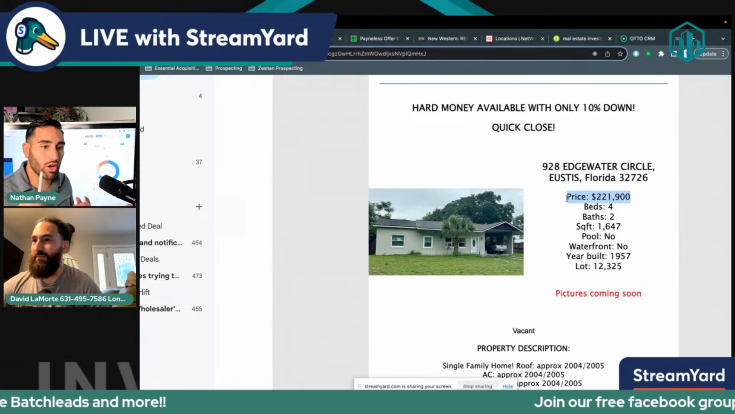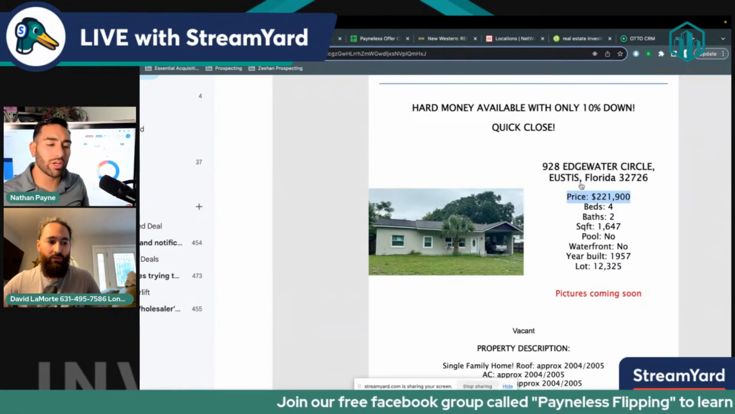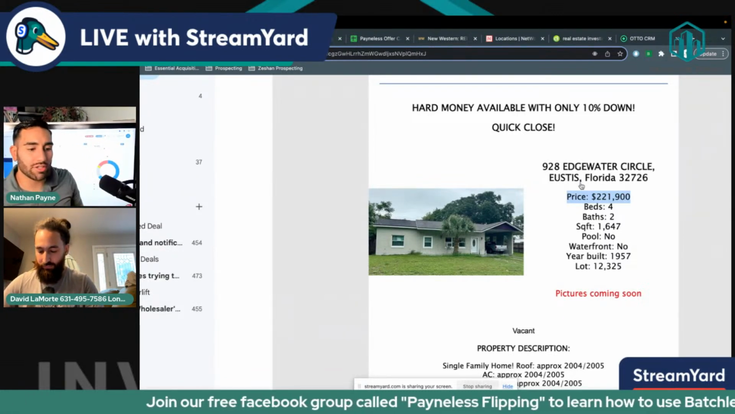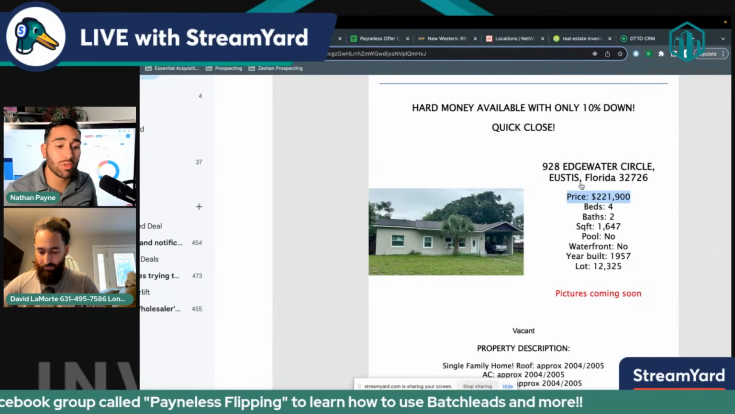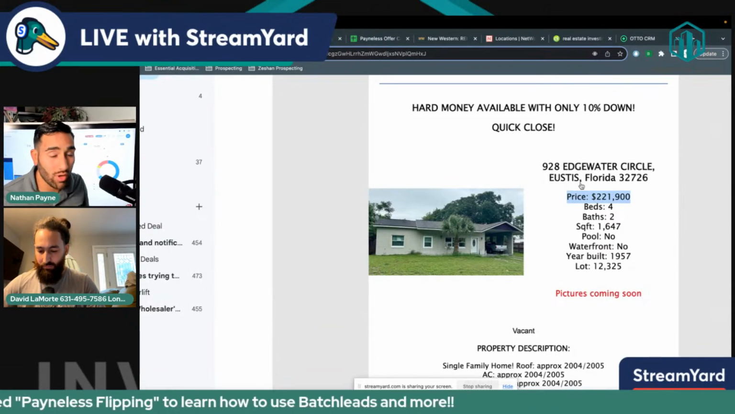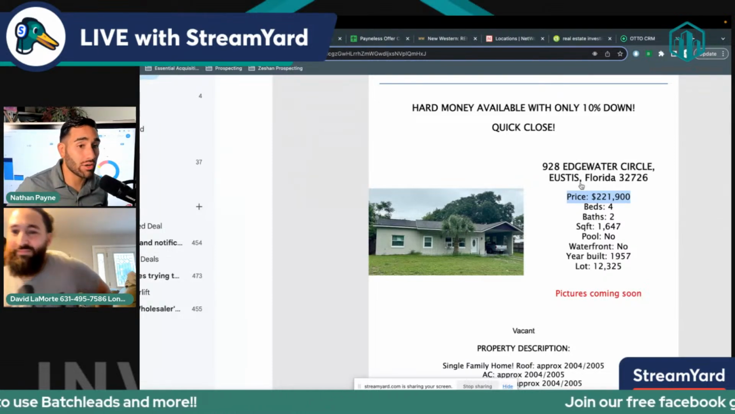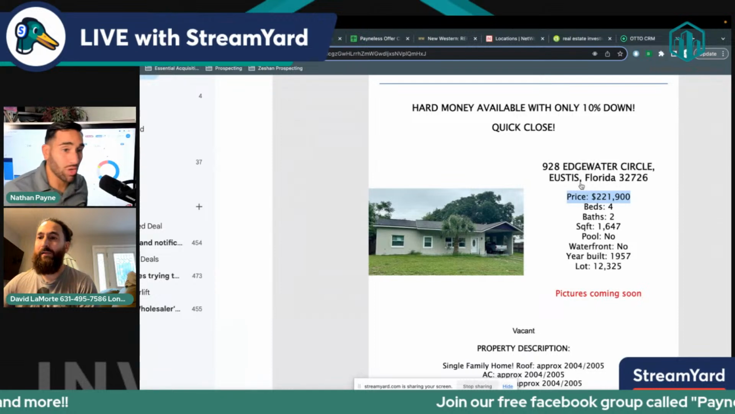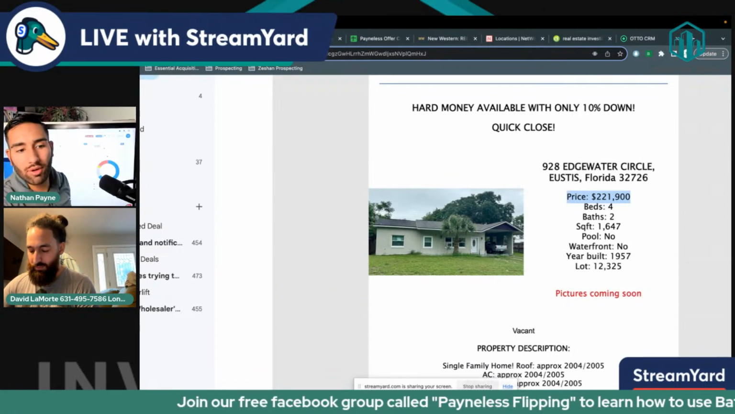So we are going to go right here. This is 928 Edgewater Circle. We're going to find out really what is the ARV of this property, what could it sell for, and if the price of 221 is actually a deal. And I actually already know the answer to this because I already asked the buyer what he would pay, and we'll talk about that. But let's go right here. So that's the property we're looking at right now. Let's run some comps on it.